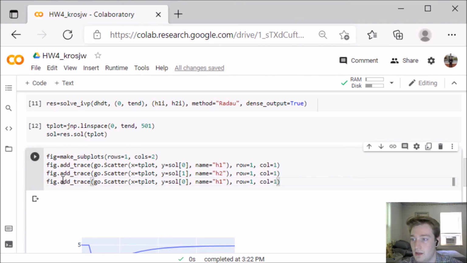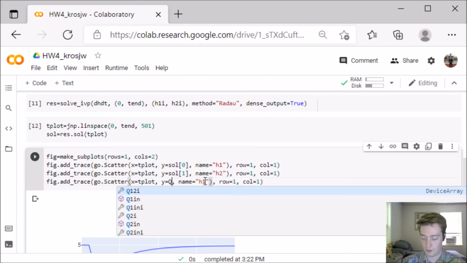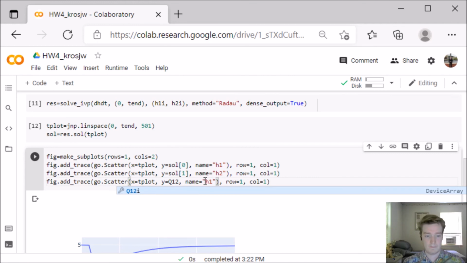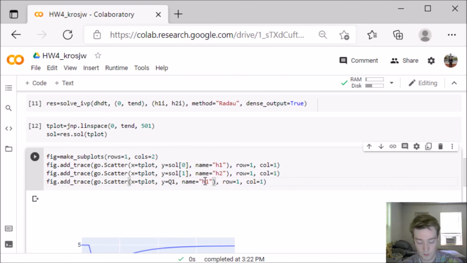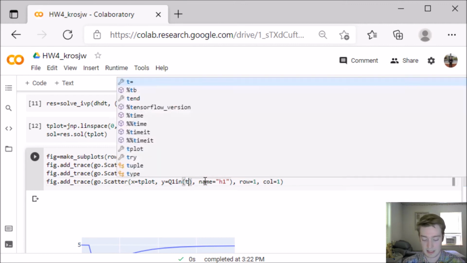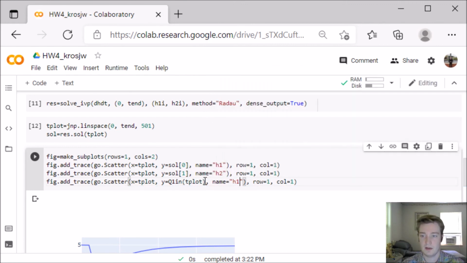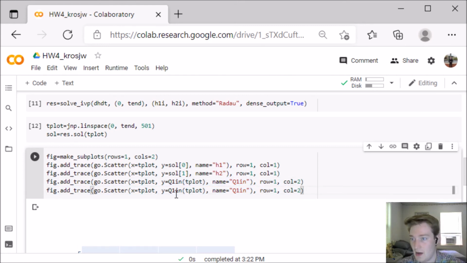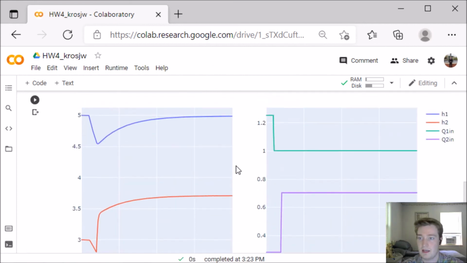And now say we want to add the flow rates. That's pretty easy too. So figure add trace, another scatter plot. Tplot, what is this y going to be? It's going to be the flow rate from 1 in, at times tplot, just like that. And we'll call that Q1 in. It is actually going to go in the second column, just like that. Now if we copy and paste that down, we can call this Q2 in, and again in the second column. So we paste, and there we go.